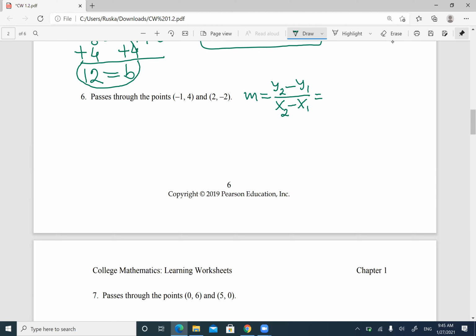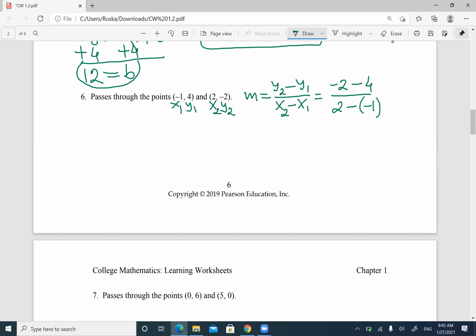And again, the points are x and y. The first one is 1 and 1, the second one is 2 and 2. And then plug it in. So we have y2, which is negative 2, minus y1, which is 4, over x2, which is 2, minus negative 1.